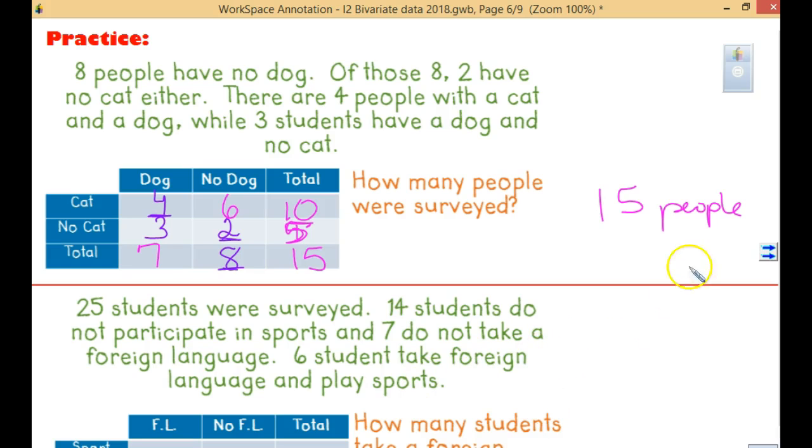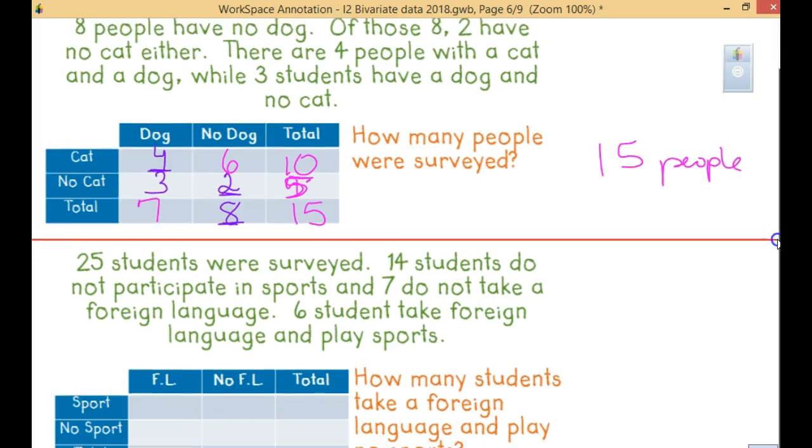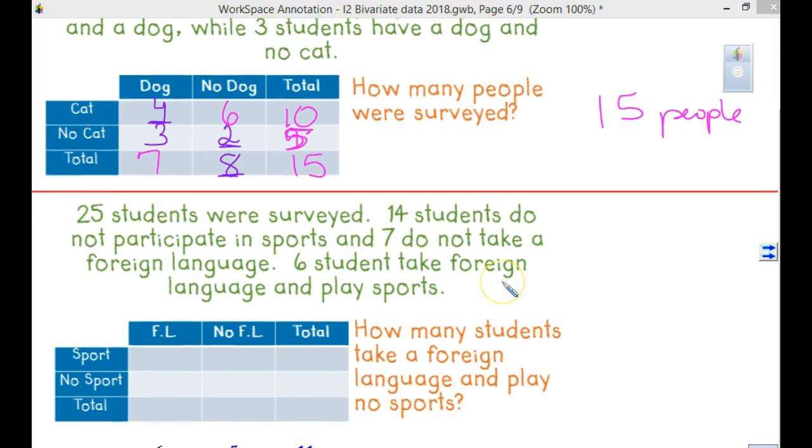So as we are taking a look at the next one, again, as we read the question for what the information is. 25 students participated in this survey. 14 students do not participate in the sports. 7 do not take a foreign language. 6 students take a foreign language and play sports. So 25 surveyed, that's our total. We want to put in 25.